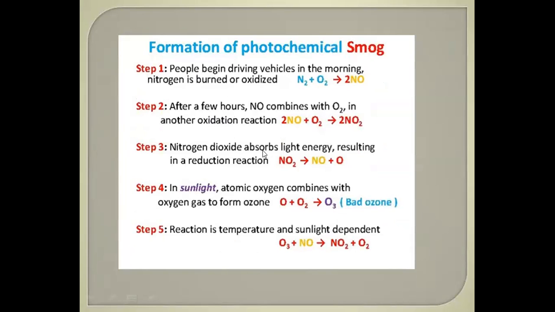Nitrogen dioxide absorbs light energy, resulting in a reduction reaction that transforms nitrogen dioxide back to nitrogen oxide and atomic oxygen. In the sunlight, atomic oxygen combines with oxygen gas to form ozone, which is the bad ozone in photochemical smoke. This reaction is temperature dependent and sunlight dependent.